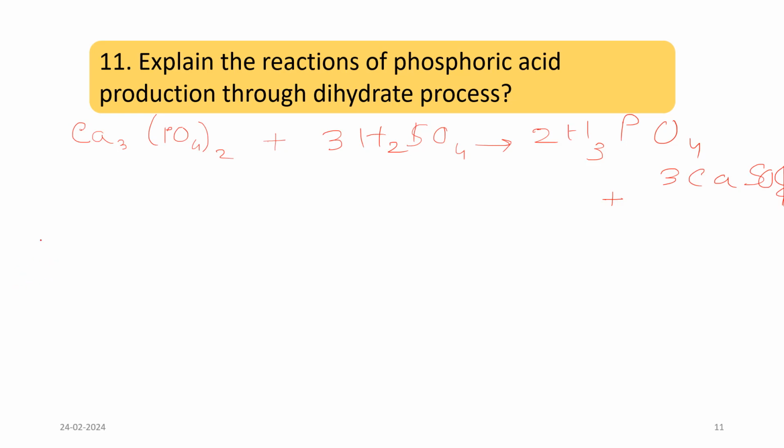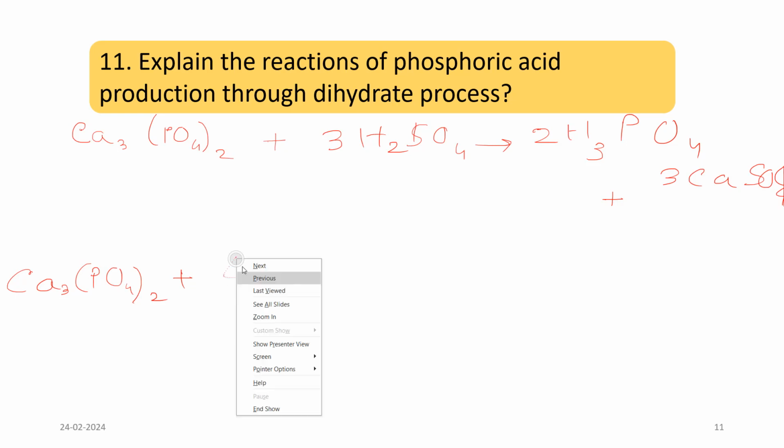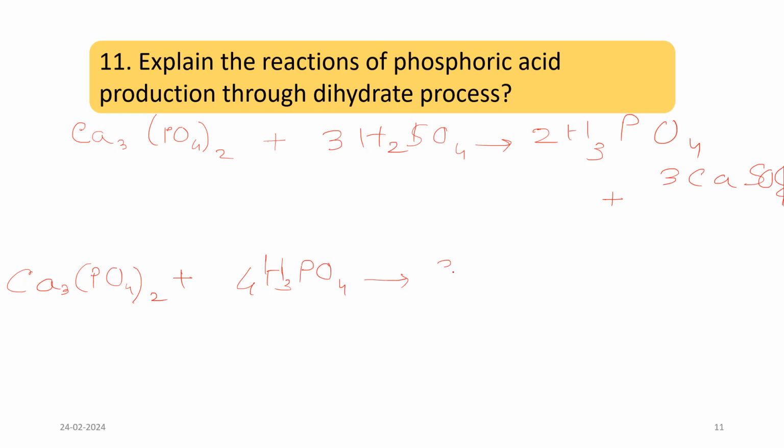So then this Ca3(PO4)2 plus phosphoric acid produces a compound called calcium dihydrogen phosphate. This is an intermediate compound produced in the production of phosphoric acid.